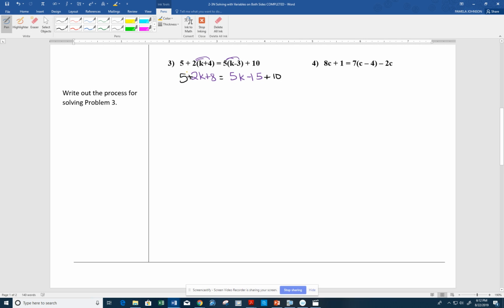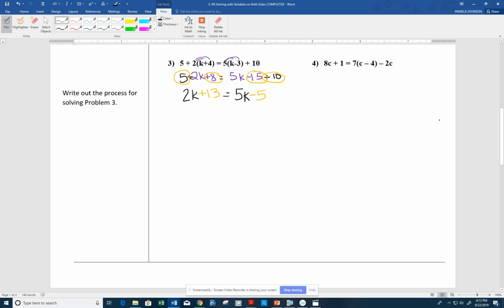So this 5 and this 8, I'm going to add those together to get a positive 13. On the right side, I have this negative 15 and this positive 10. I'm going to add those together and get a negative 5. And again, I'm bringing along this 2k that we didn't use and this 5k that we didn't use.